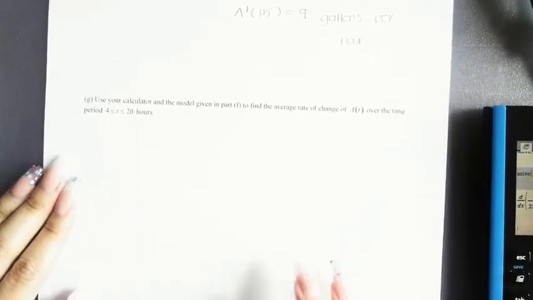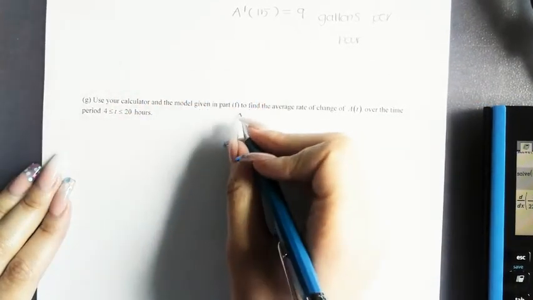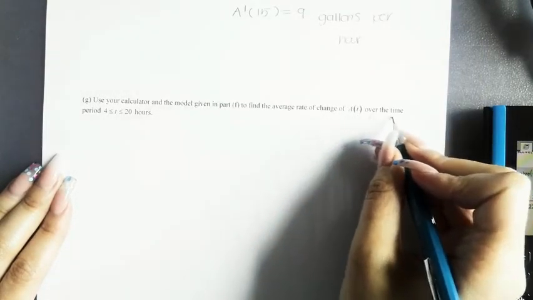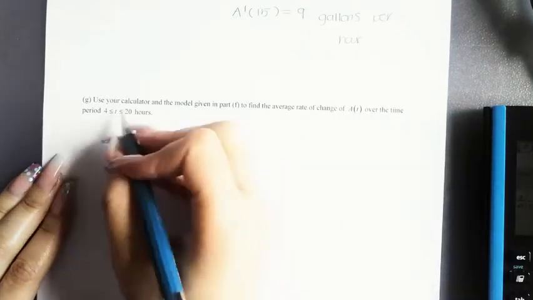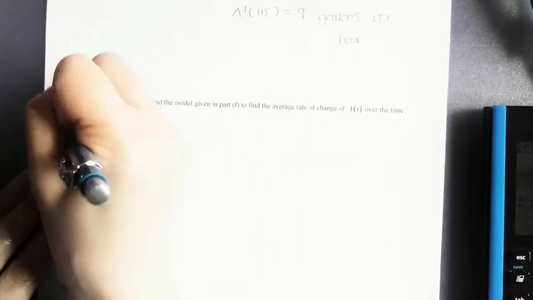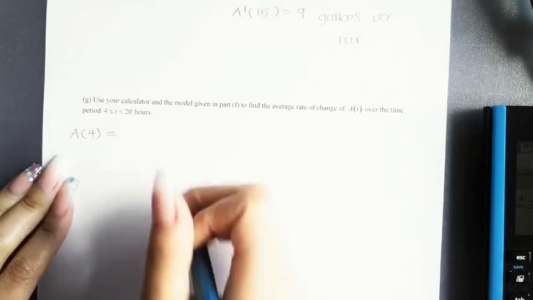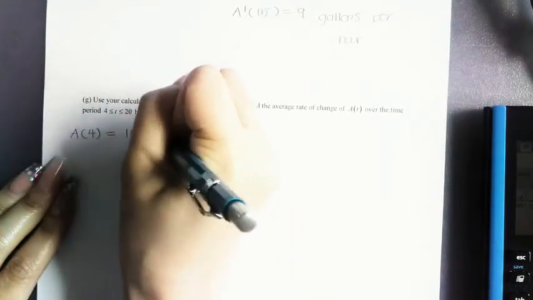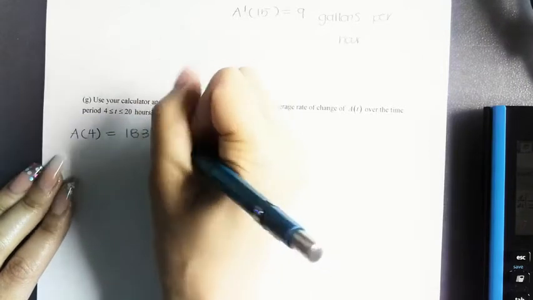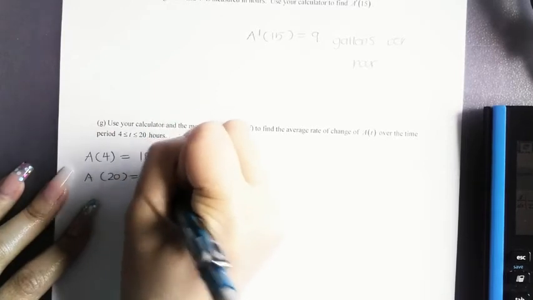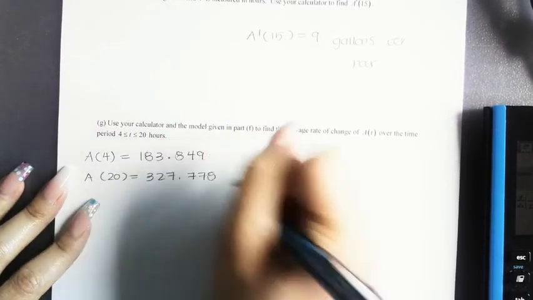Use your calculator again and the model given in part F to find the average rate of A of t over the time period 4 to 20, including the 4 and 20. So you know that A of 4 is going to be what? We plug it in the calculator, and I have that it's 183.849. And then A of 20, I have that it's going to be equal to 327.778.